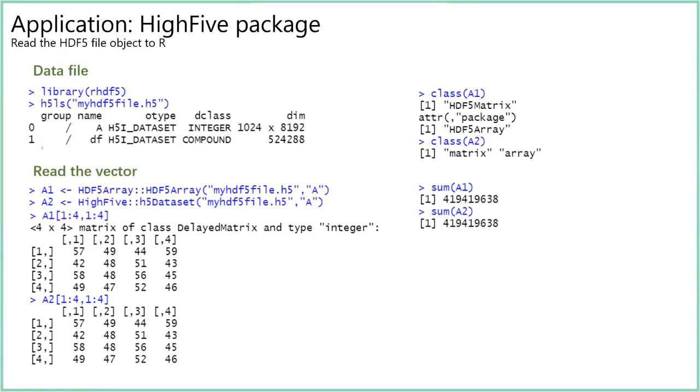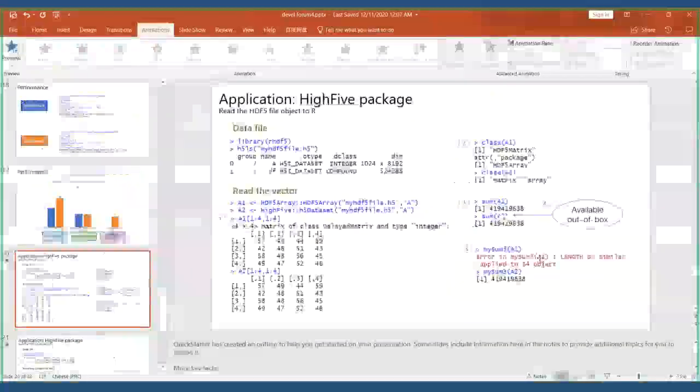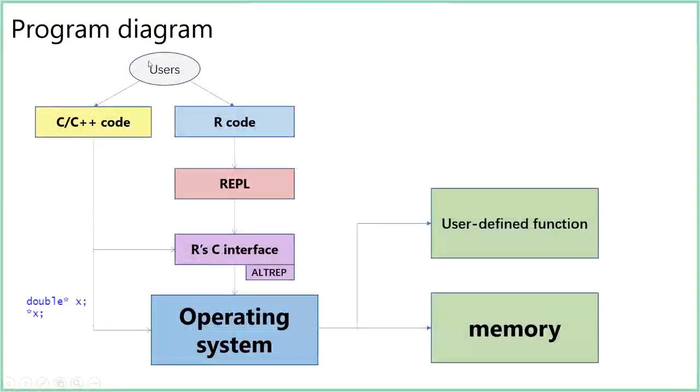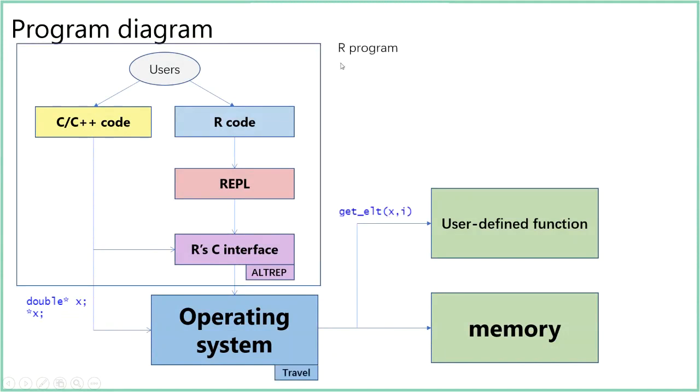A clarification question: where is the name travel coming from? That's a really good question. The name actually comes from this diagram. You start from the R world, and you go deep to the operating system, and then you go back to your user-defined function. So this is a really long trip. That's why I call it travel.